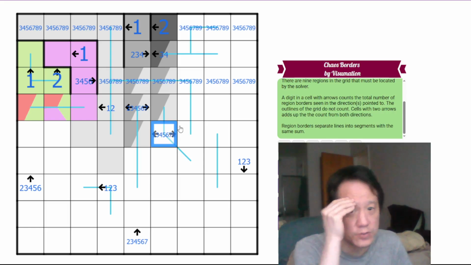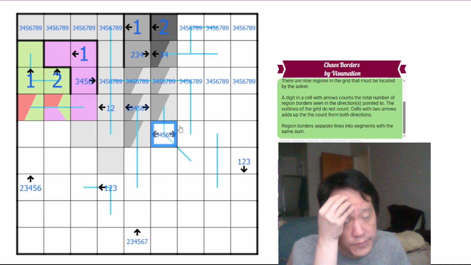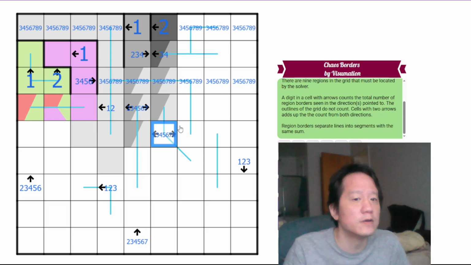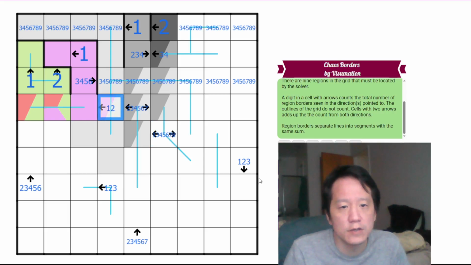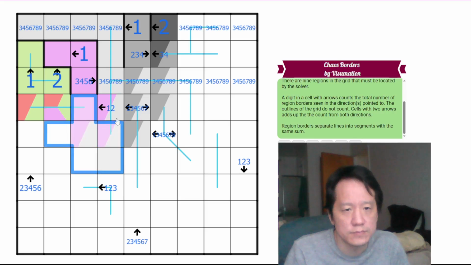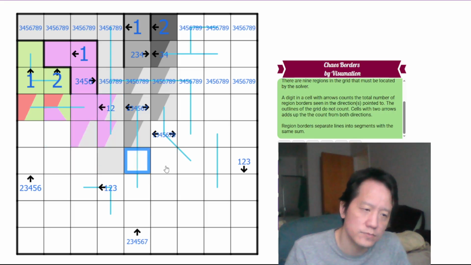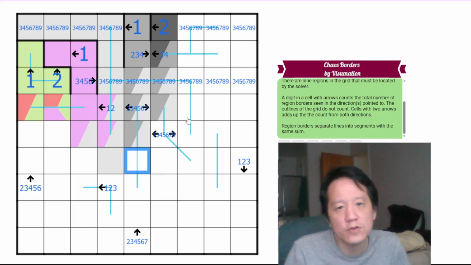So far, this seems okay. Technically. This could be pink, obviously, here. Pink could go any of these ways. Hmm.